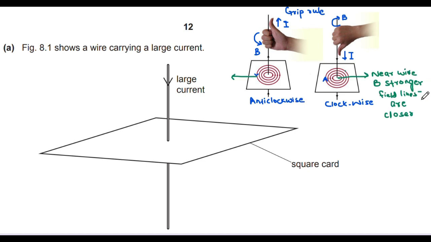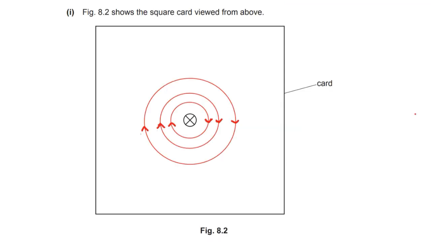And now discussing the strength. Near the wire, the magnetic field is stronger and the field lines are closer. And when you move away from the wire, the magnetic field becomes weaker and the field lines move far apart. So I have drawn the pattern in a clockwise direction, and you can see that the strength is becoming weaker. So field lines are moving far apart when they are moving away from the wire.